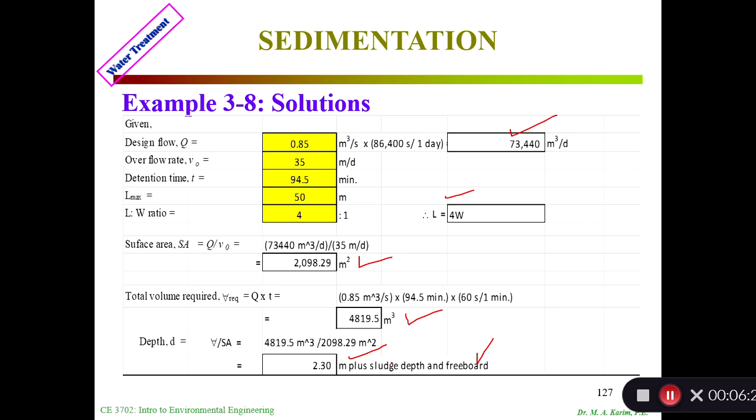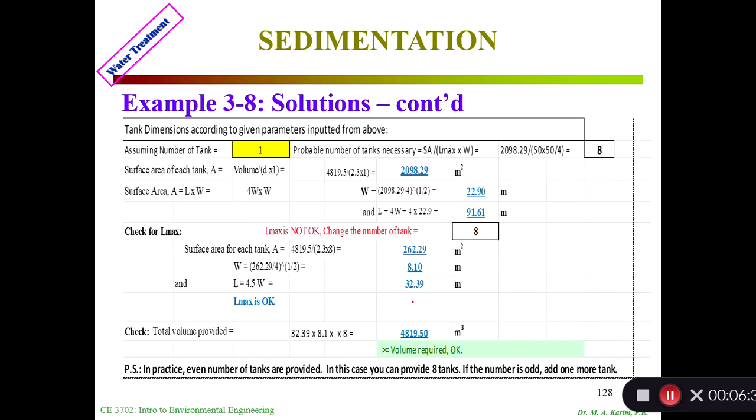A freeboard is basically 6 to 12 inch, in certain cases 18 inch also. Okay, and the sludge depth, if I know the volume of the sludge we are generating, and we know the surface area of the tank, then we can get the depth of the sludge. Okay, so then we'll see the length to width ratio. So in this case, number of tanks is equal to 1.